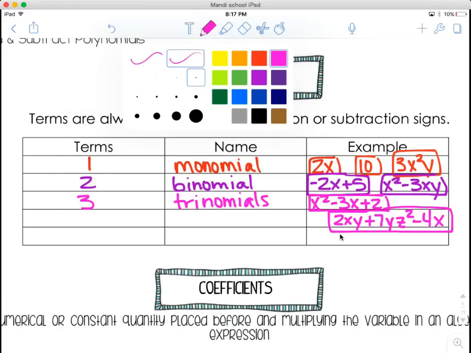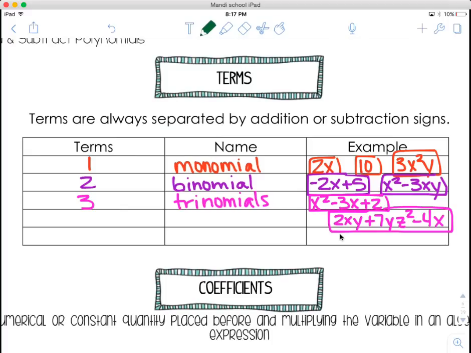Okay, the last one is called a polynomial. And a polynomial is the name that we give all of these types of things. A polynomial can be many terms. It can be 1 to infinity. So a monomial is considered a polynomial, a binomial, trinomial, and so on.